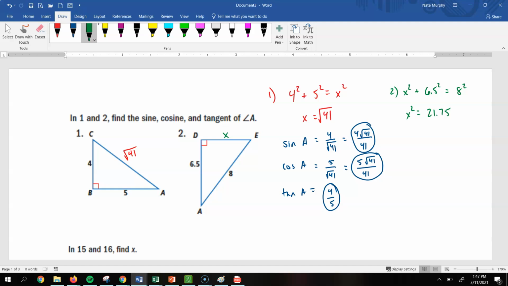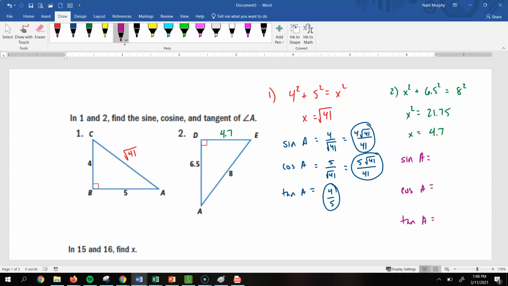Now to figure out what x is, we would take the square root of both sides. And when you do that, you get a decimal. We'll just round that to 4.7. So now I know that this side here would be 4.7. So now I have enough information to be able to find the sine of A, the cosine of A, and the tangent of angle A.